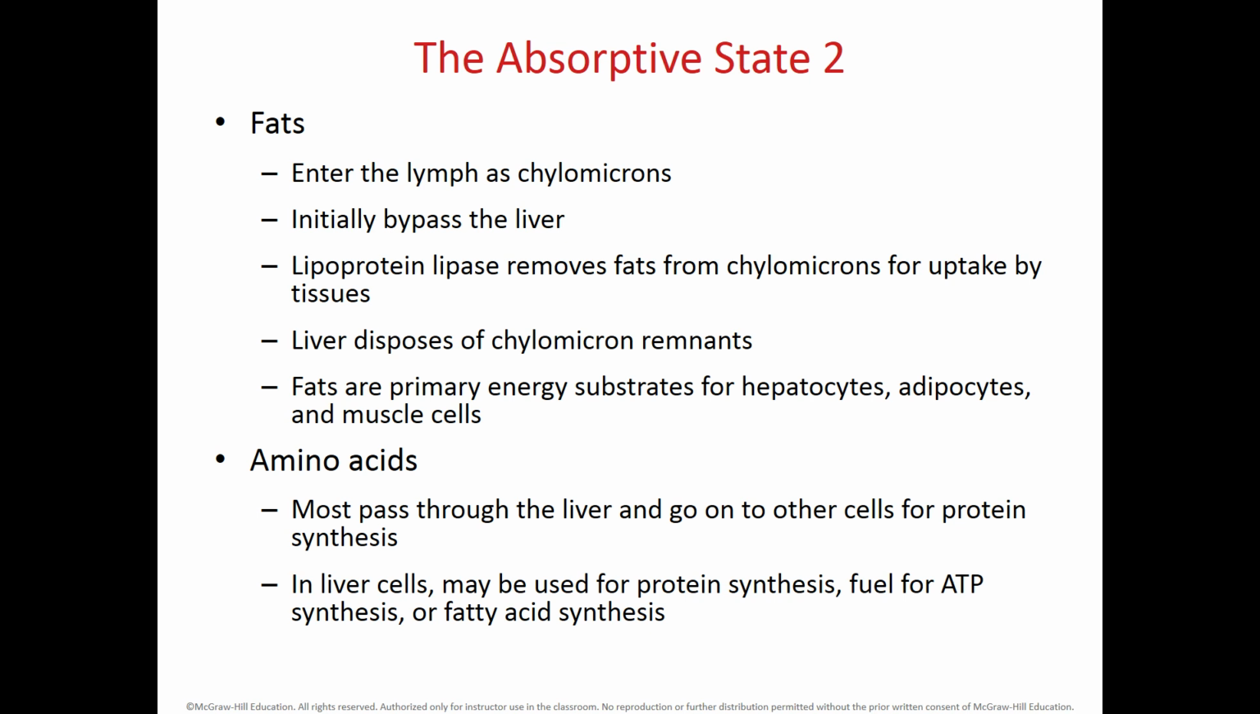Now, what is going to happen with the amino acids is that they will pass through the liver and then they can go into the other cells for protein synthesis. In the liver, these amino acids can also be used for protein synthesis, but they also can be used for ATP synthesis or fatty acid synthesis.